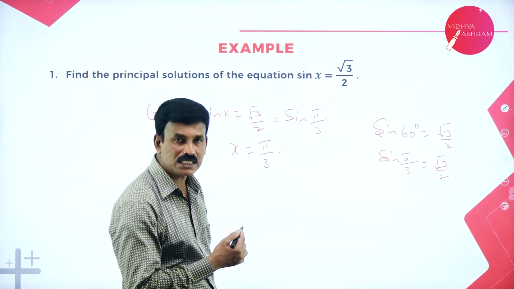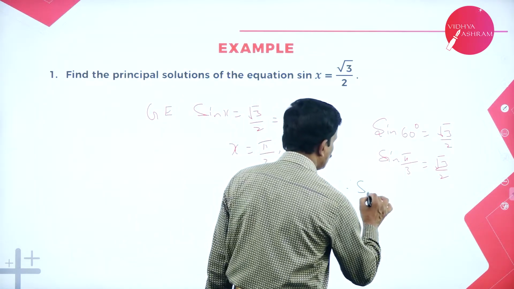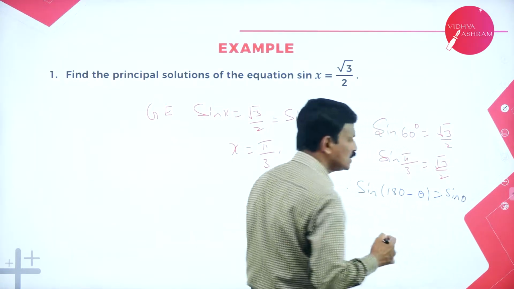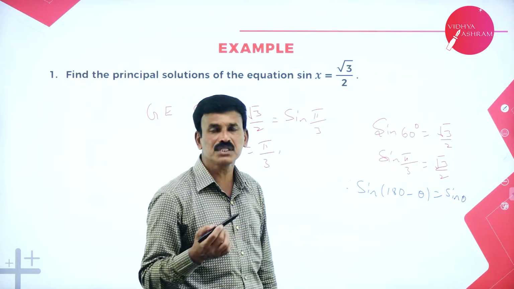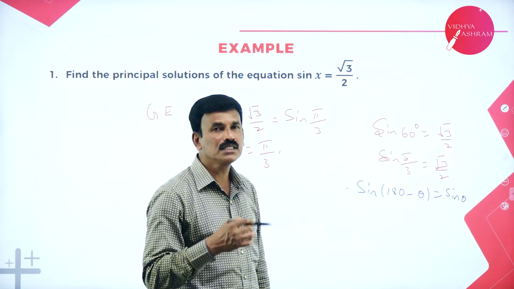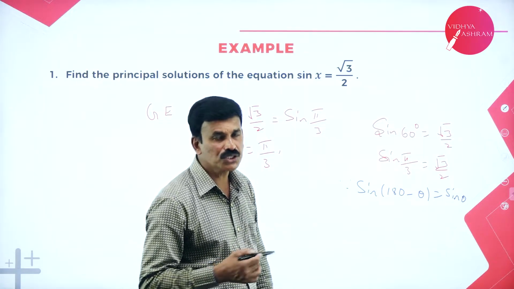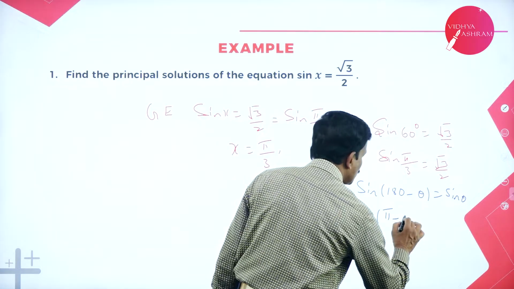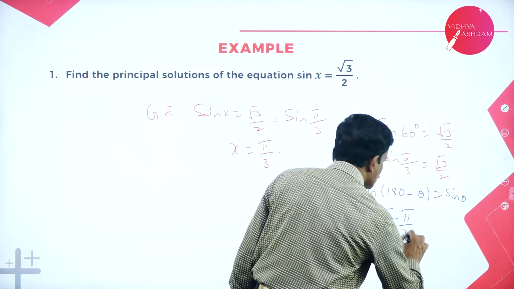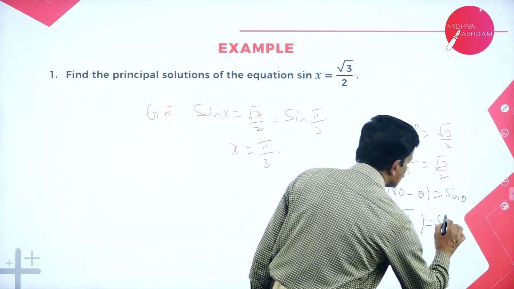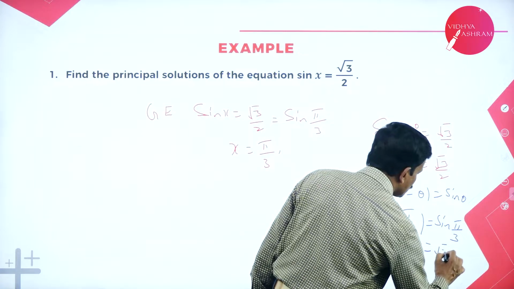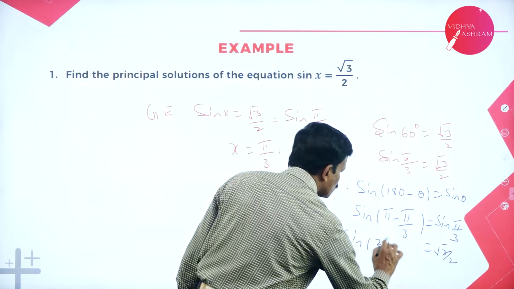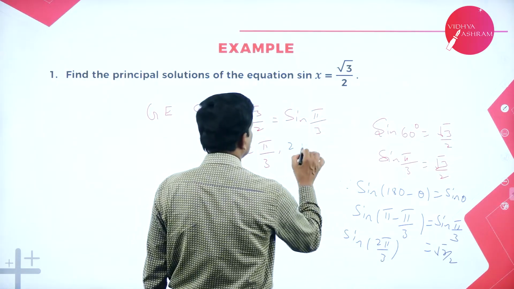Another value of x which satisfies this given equation: we know sin of 180 minus theta is equal to sin theta. Sin of 180 minus theta comes in the second quadrant, where sin is positive. So here sin of pi minus pi by 3 is equal to sin pi by 3, that is also equal to root 3 by 2. So this can be written as sin of 2 pi by 3. So this is also equal to root 3 by 2.